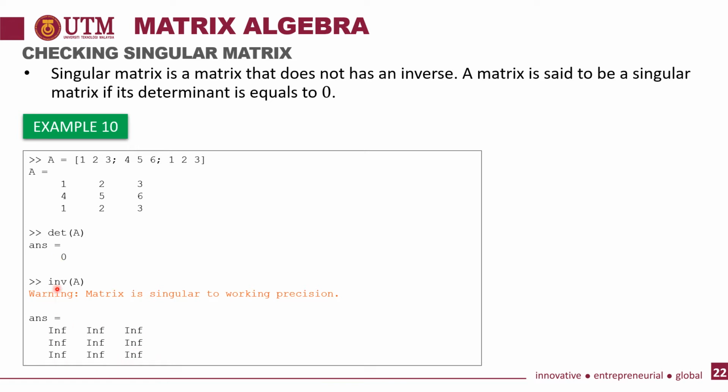So when we use the inverse function on A, it will become infinity, because the matrix is singular to working precision, so it doesn't have any inverse. Although the number of rows and columns is the same, it doesn't have any inverse because it is a singular matrix. To detect whether it is singular or not, you can just use the determinant. If the determinant equals 0, it is singular. If not, it is a normal matrix.